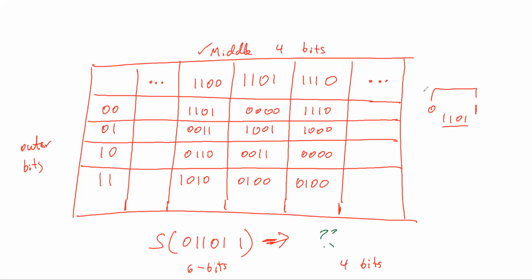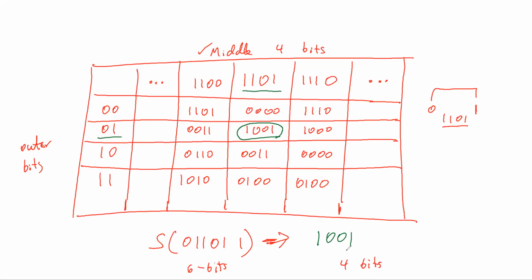Right, so somebody said the answer is 1001, this one. And that is correct. Because the 4 middle bits are 1101, there you go, so you've selected that column. And then the 2 outer bits would be 01, which is this row. That allows you to select that, and you perform the mapping over here. Now you get as an answer 1001. By doing that, you've done the mapping.